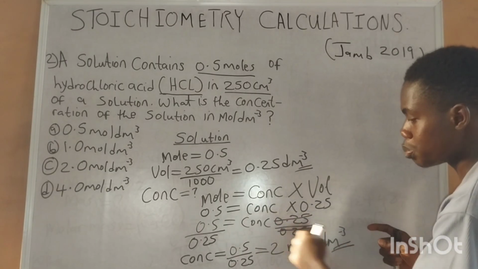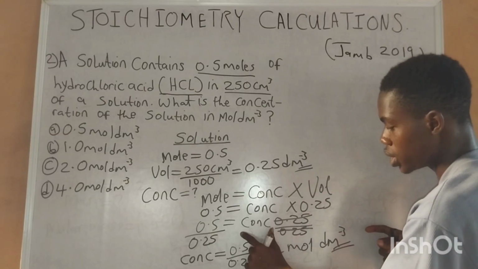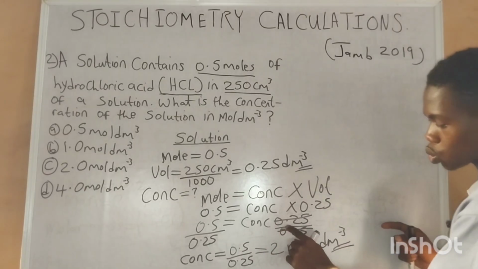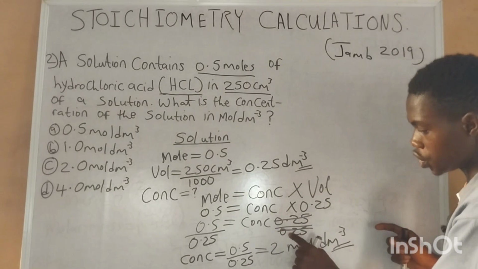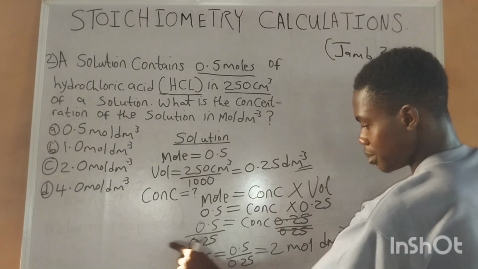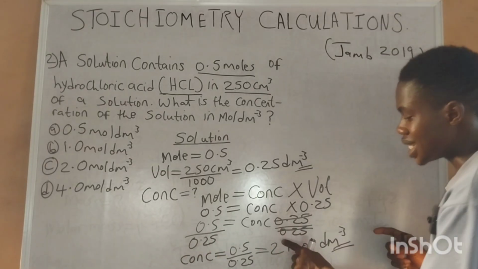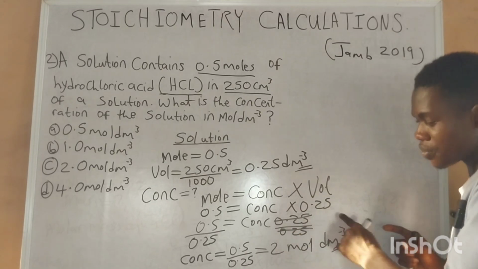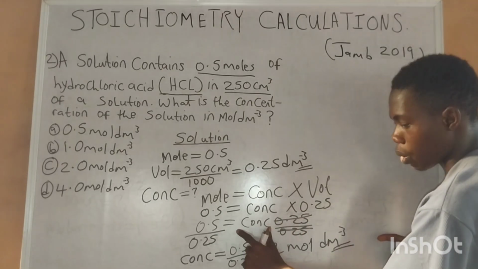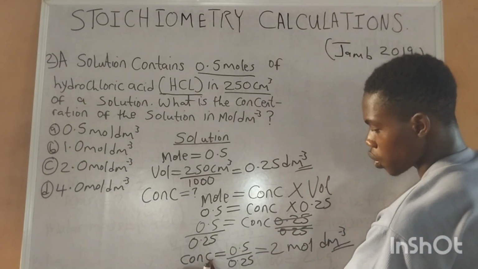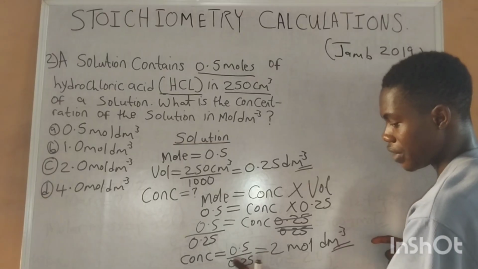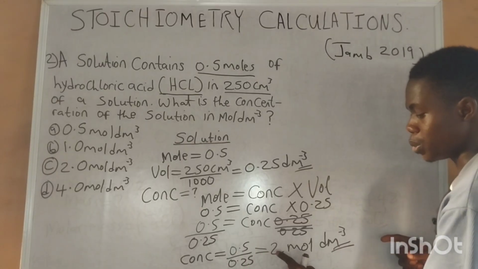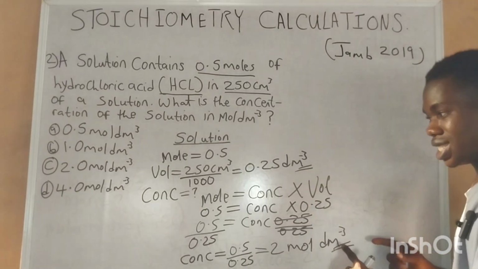We divide both sides so that the concentration can be alone. So it's 0.25 divided by 0.25, then 0.5 divided by 0.25. Now this 0.25 cancels the 0.25 up. Concentration is now what's remaining. So concentration is now equal to 0.5 divided by 0.25, which happens to be 2 mole per dm cube.